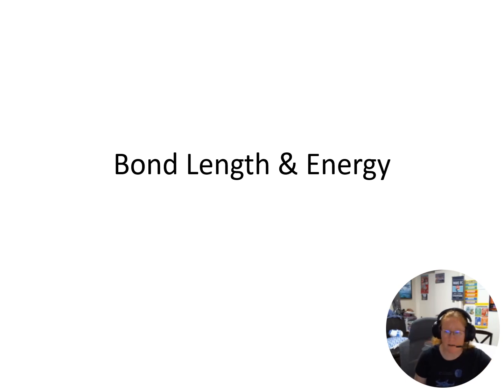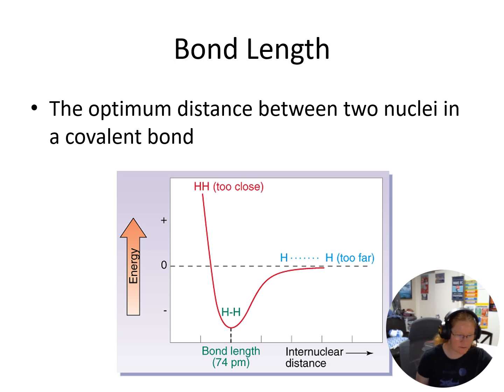And now we will consider how bond length and energy relate to each other. All right, so when I look at bond length, I'm looking at the optimum distance between two nuclei in a covalent bond. So basically, we have too close together, and that's not going to work. Too far apart, and there's just not enough attraction for the bond to actually form. And so there's an optimal distance between the two nuclei.